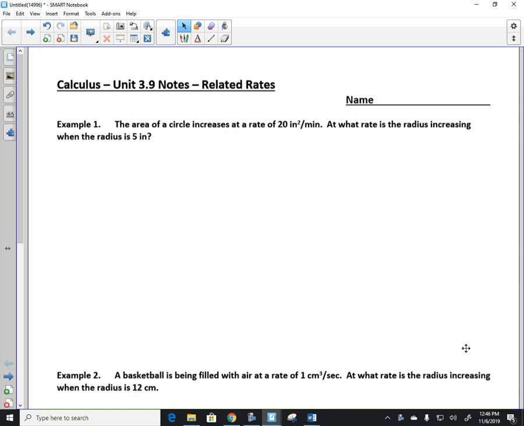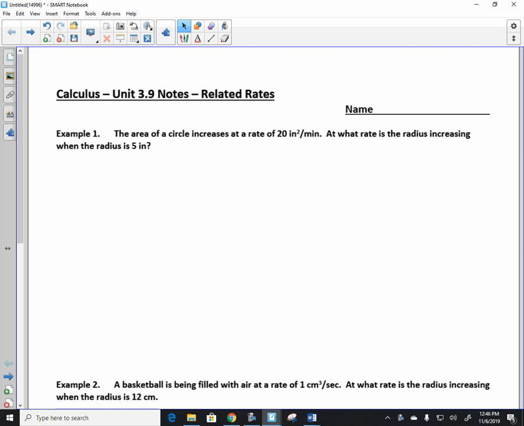The area of a circle increases at a rate of 20 square inches per minute. Okay? Area of a circle increases at that rate. At what rate is the radius increasing when the radius is 5 inches? Sounds like a challenging problem, doesn't it?